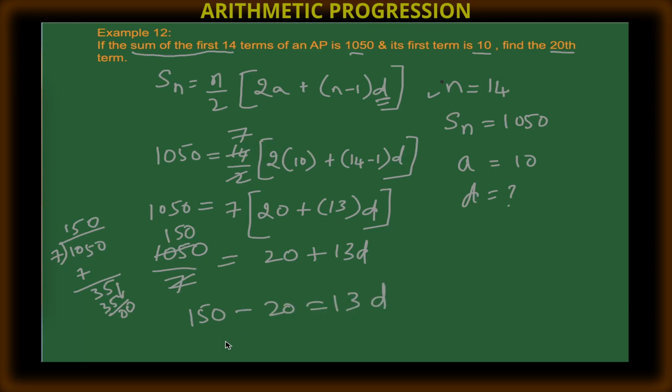So how much is it? 130 is equal to 13d. Okay, so 13 ones are 13, 13 tens are 130. So d is equal to 10. We had the unknown variable, which was d, and here we have the value of d. So now we need to find the 20th term. We have all the values, so let's try to replace them here.